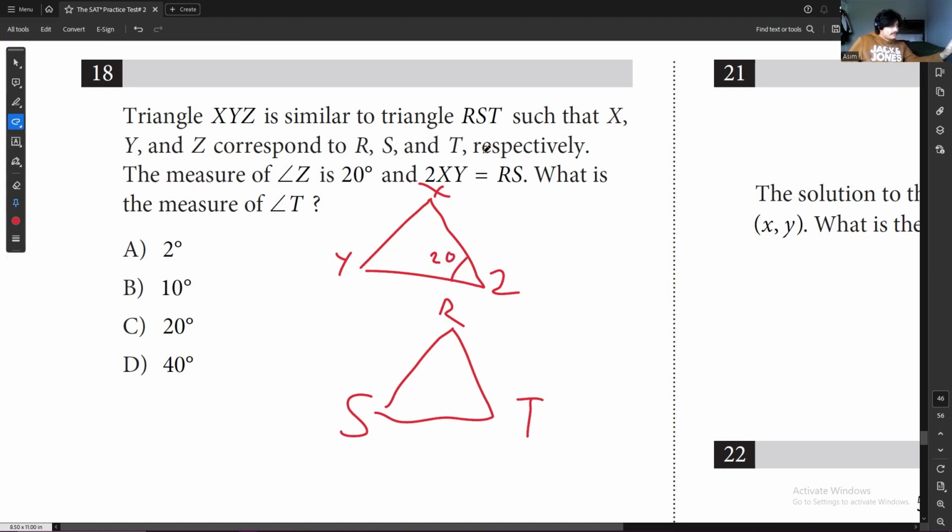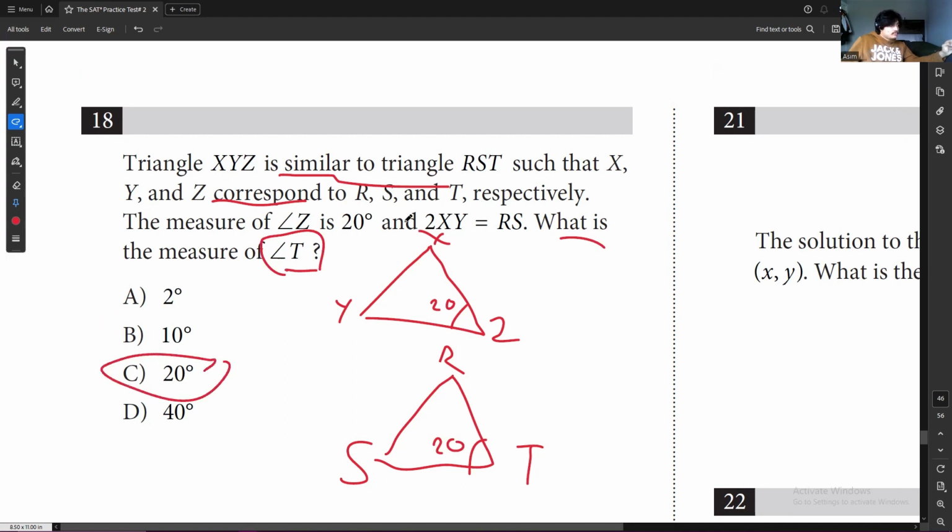So if we have the corresponding triangle, which is similar to this, we basically can say that this will be 20 as well, which the question is asking for. So this will be C. Notice, guys, they're saying that 2XY equals RS. This is unnecessary information.